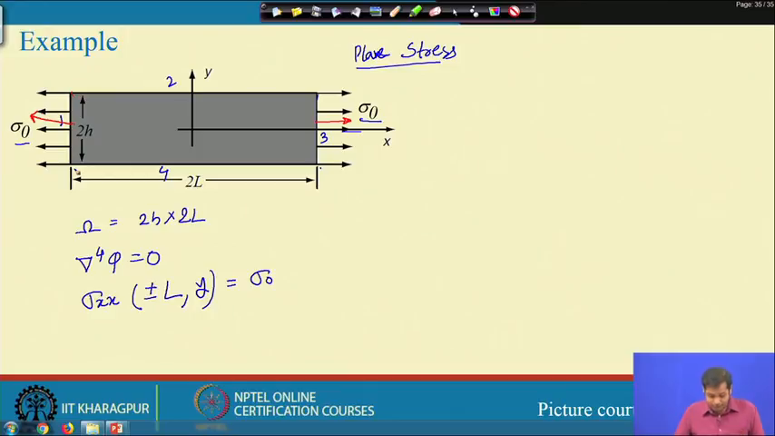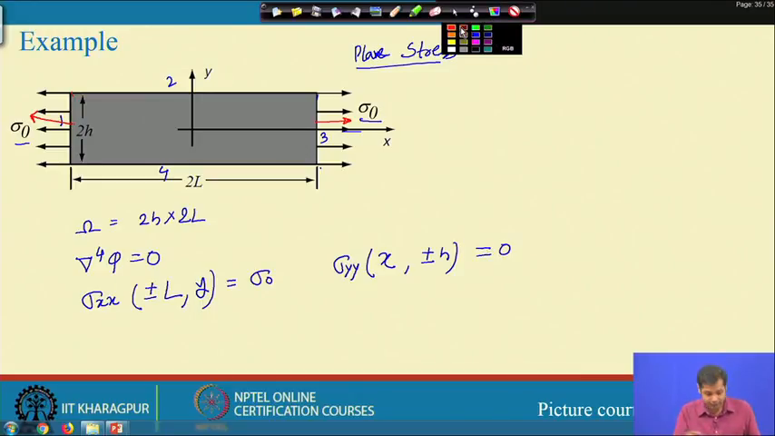Now, what normal stress do we have on boundary 2 and boundary 4? It is sigma y, because that is the direction of the unit normal. Sigma y at y equal to plus or minus h, for any x, is equal to 0. These are the conditions on the normal stresses, on boundaries 1 and 3, and on boundaries 2 and 4.